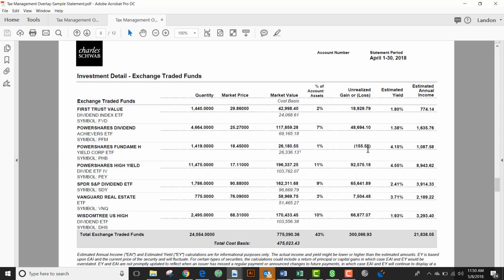So that gives you a nice rounded overview and understanding of how all this comes together. So now let's get back to this specific example. Here's this PowerShares dividend ETF. We're going to sell it and replace it with an almost identical position, a Vanguard dividend ETF.